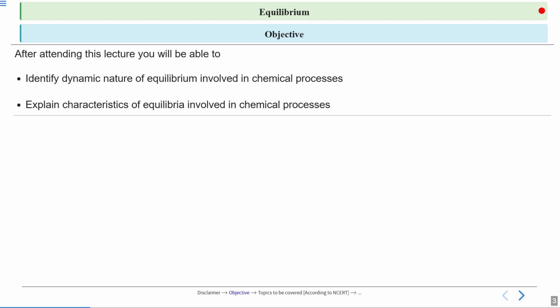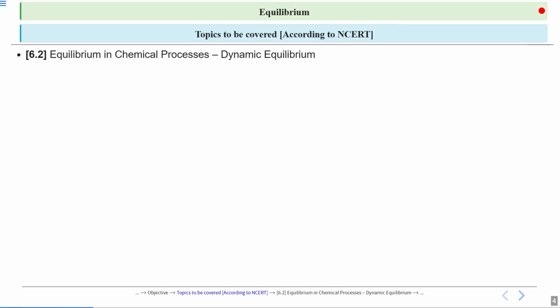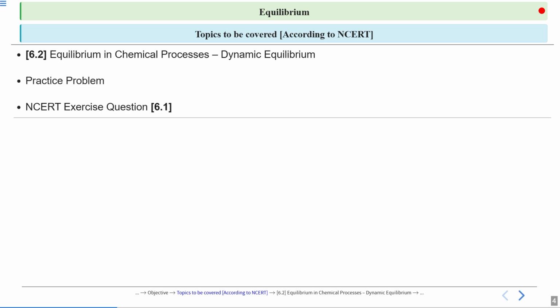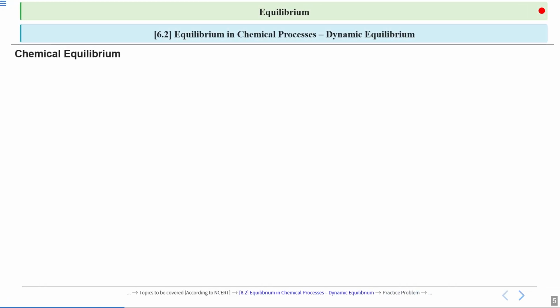If I talk about the specific section that I am covering according to the NCERT, the first thing we are seeing is equilibrium in chemical process, which is dynamic equilibrium, section 6.2. Then we have a practice problem, and after that there is an exercise question, NCERT exercise question 6.1. So let us discuss our part of chemical equilibrium.